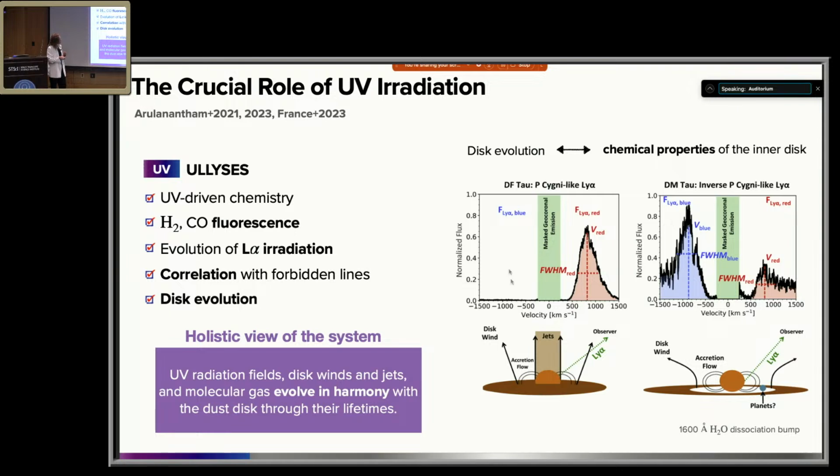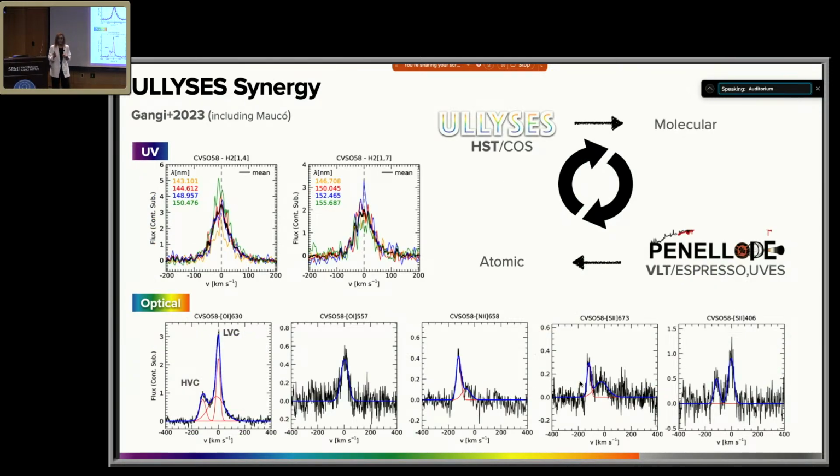We also heard how the shape of the Lyman alpha profiles is linked to the structure in the systems. So having all this information in the UV can give us a general view of the system, where the UV radiation fields, the disk winds, jets, and the molecular component of the disk seem to be evolving in harmony. So it's very important to have this. But what I really wanted to point out here today is how the synergy of Ulysses with the Penelope observations can really be a game changer in this respect.